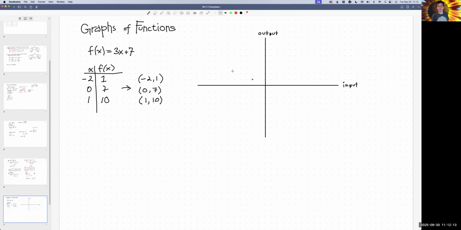All right. Our second coordinate point, 0, 7. That means don't move anywhere in the horizontal direction and go up 7 units. And then finally, 1, 10 means move 1 to the right in the horizontal direction and then 10 units up, right? And this is where we start to see the relationship. We don't have the graph yet, but we're beginning to build the graph.